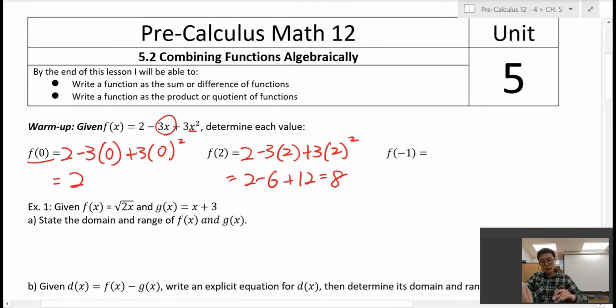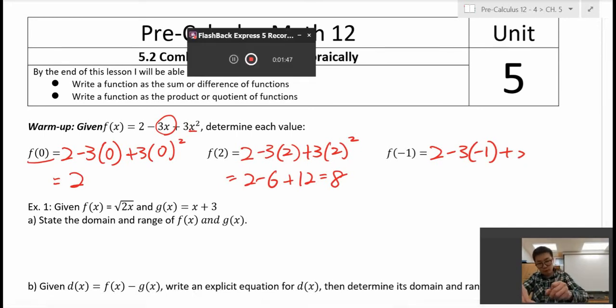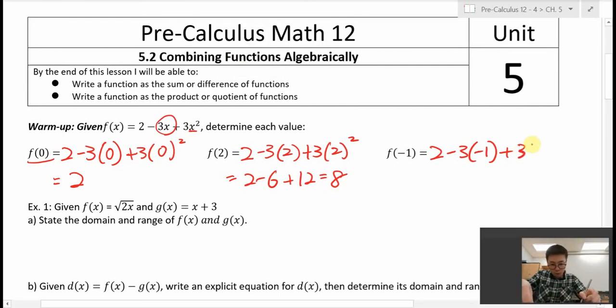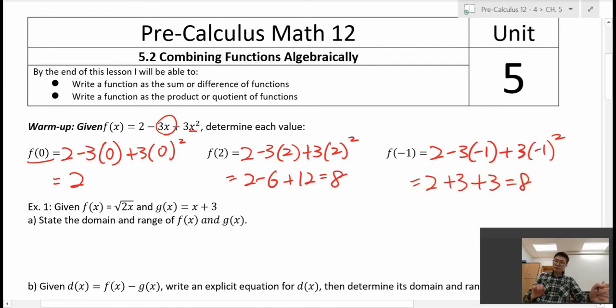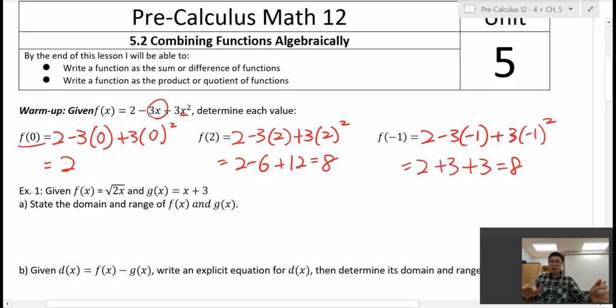Right, okay? And then you do the same thing for negative 1. You simply, again, plug in negative 1 into every single x that you see, so 2 minus 3 times negative 1, plus 3 times negative 1 squared. This is going to be 2 plus 3, and then plus 3. So this is also going to be 8. Okay, so that's what we've done in the past in Math 10. Actually, this is function notation.